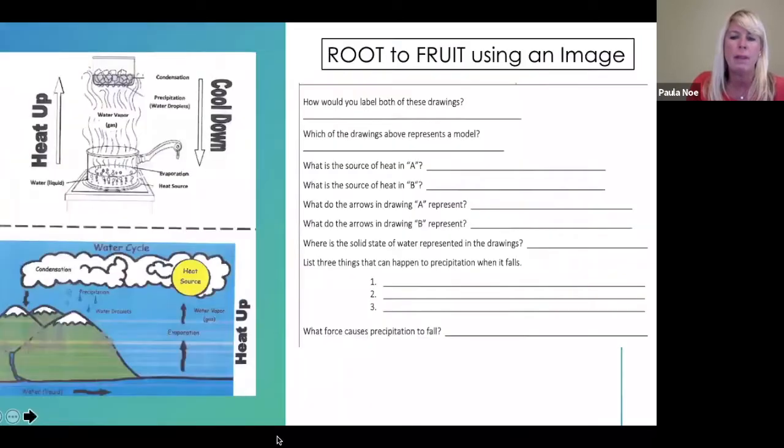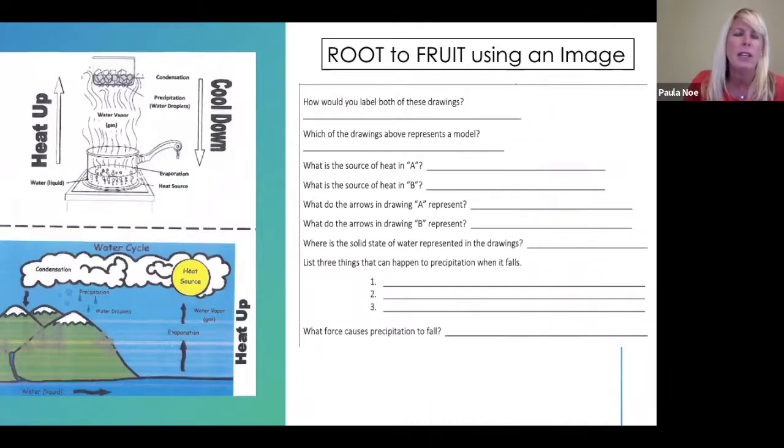So I'll move on. Let's look at this one, root to fruit using images. So this is an image that I might use for the water cycle on day 1 at the bottom. And then by day 2 or 3 in 4th and 5th grade, perhaps, maybe even third, that we would move to a more elaborate model, a more scientific model that demonstrates the water cycle.